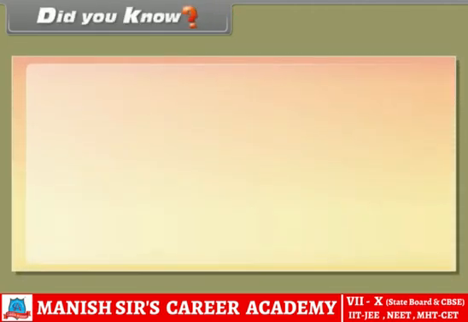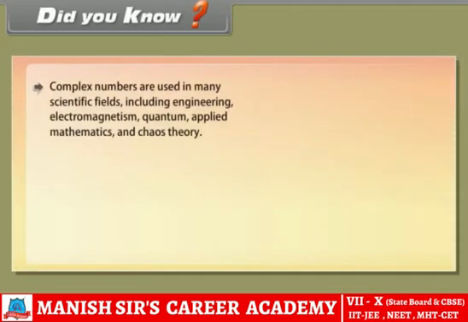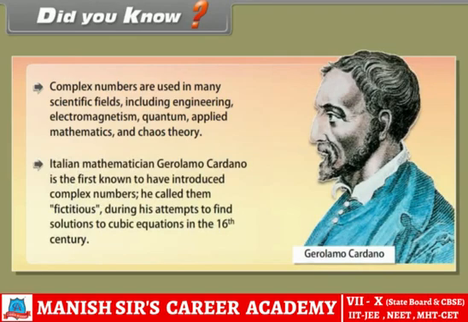Did you know? Complex numbers are used in many scientific fields, including engineering, electromagnetism, quantum, applied mathematics, and chaos theory. Italian mathematician Girolamo Cardano is the first known to have introduced complex numbers. He called them fictitious during his attempts to find solutions to cubic equations in the 16th century.